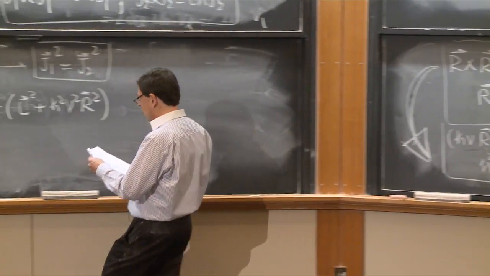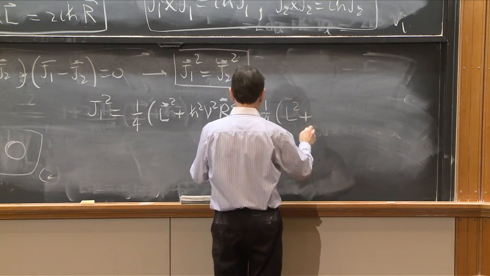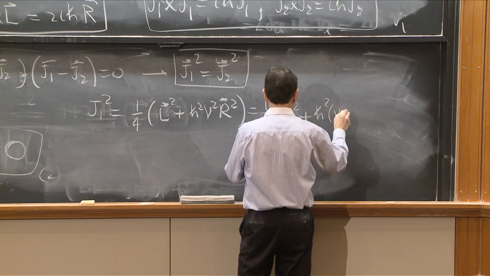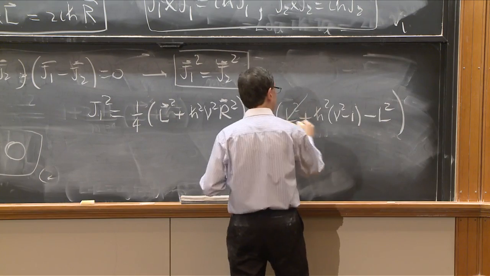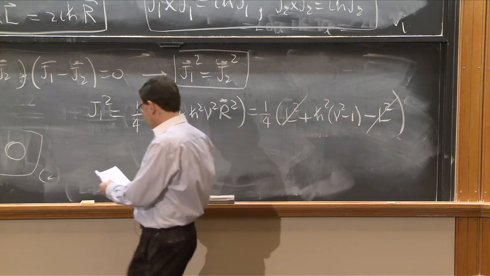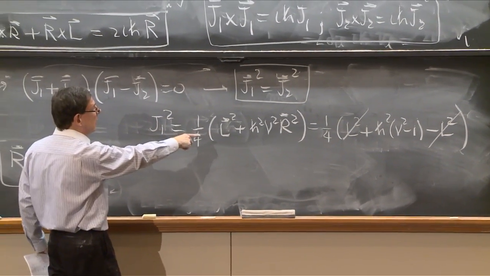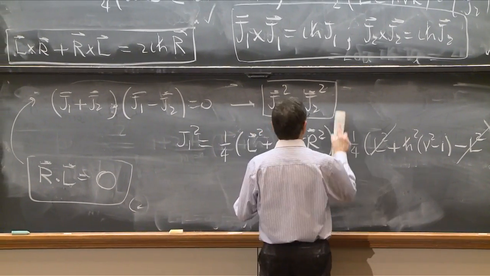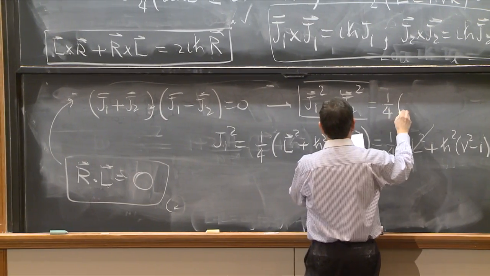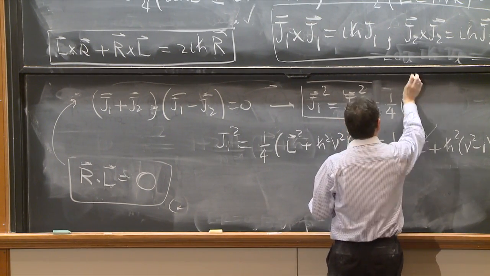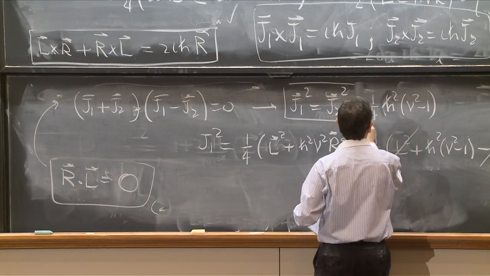So this is good news. This is 1/4 L squared plus h squared nu squared minus 1 minus L squared. The L squared cancels, and you get that J1 squared equals J2 squared, and it's equal to 1/4 of h squared nu squared minus 1.